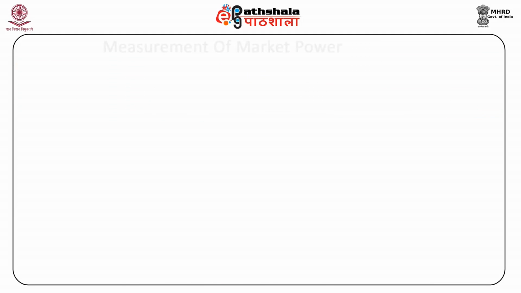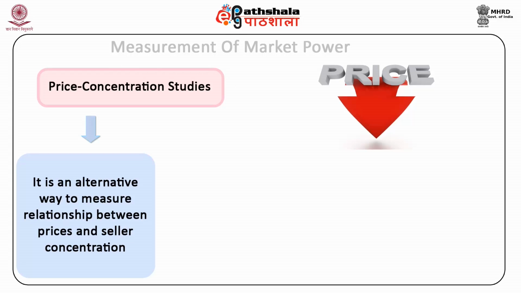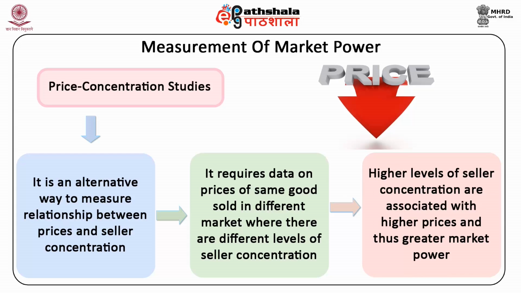Second methodology used to measure market power is price concentration studies. An alternative way to measure market power is through testing the relationship between prices and seller concentration. It requires data on the prices of the same good that is sold in different markets where there are different levels of seller concentration. Such studies have been conducted for airlines, railroads, and banking sector. The results support that higher levels of seller concentration are associated with higher prices and thus greater market power.